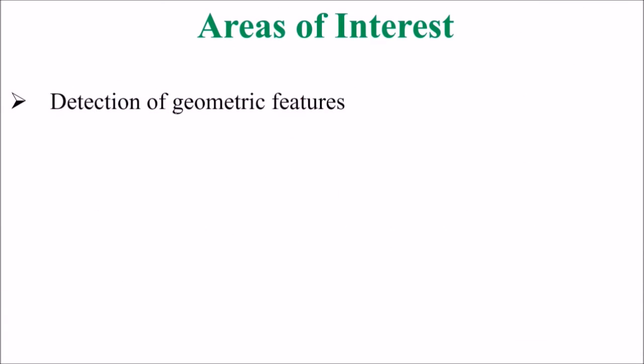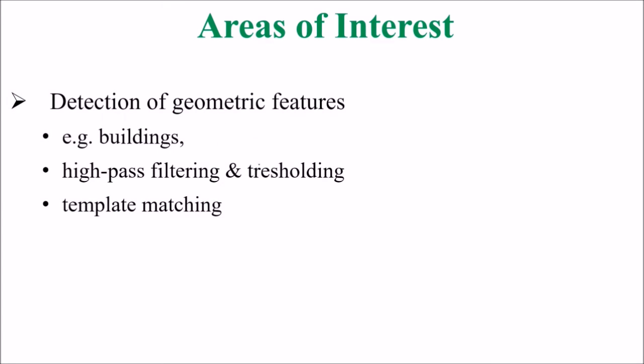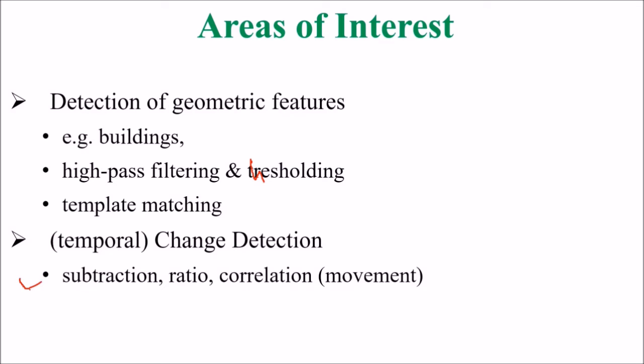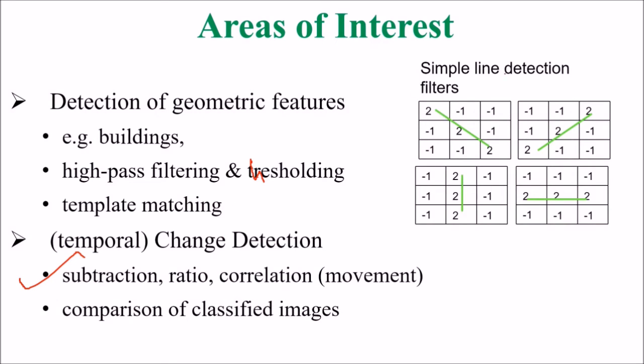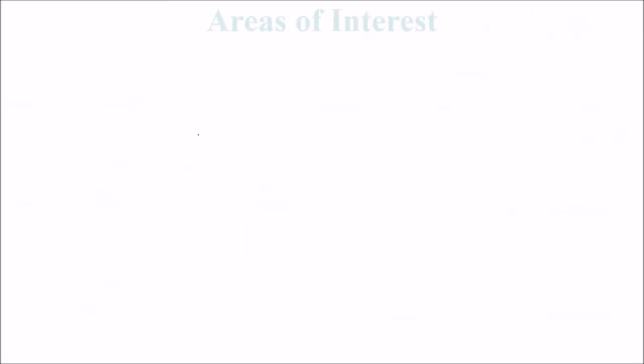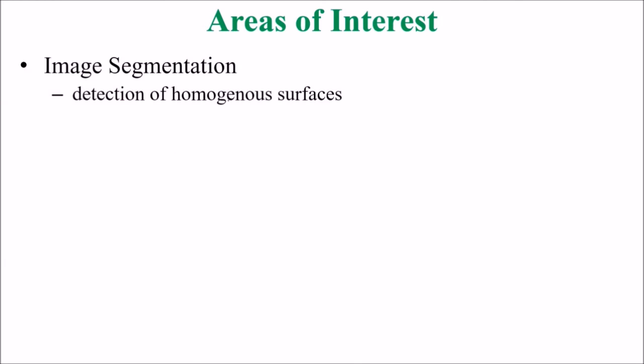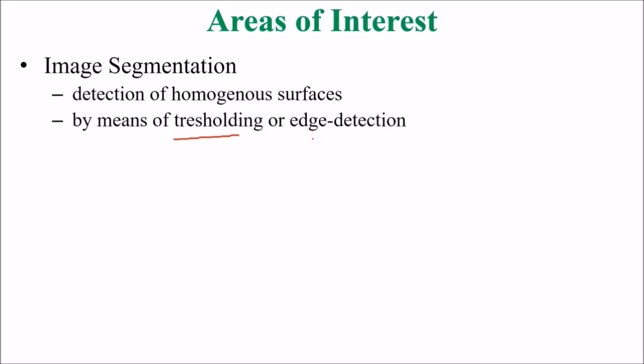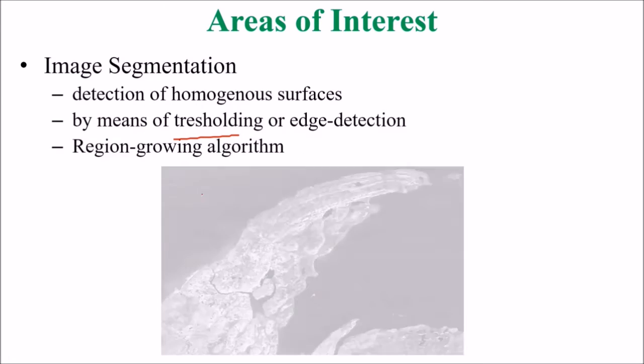So we have to take an area of interest. That is the detection of geometric features like buildings, where you use high pass filtering and thresholding, and you do template matching, and temporal change detection. We can use the subtraction, the ratio, the correlation, and the comparison of classified images also. So this is a simple line detection filter. You can see the various filters are available like the Canny, the Sobel, and the Prewitt. So in image segmentation, we detect the homogeneous surfaces, and we use here thresholding or edge detection. And also we have a region growing algorithm.